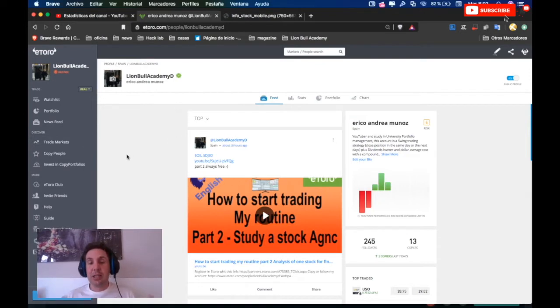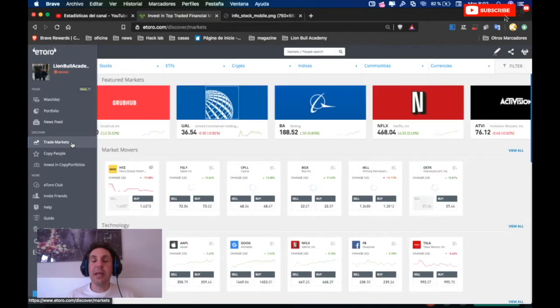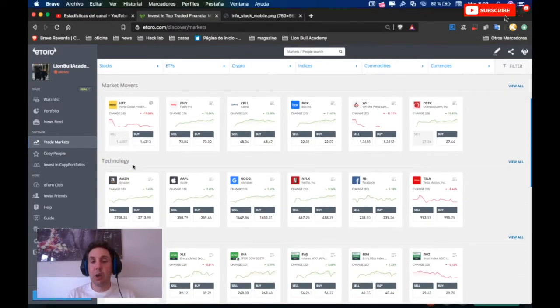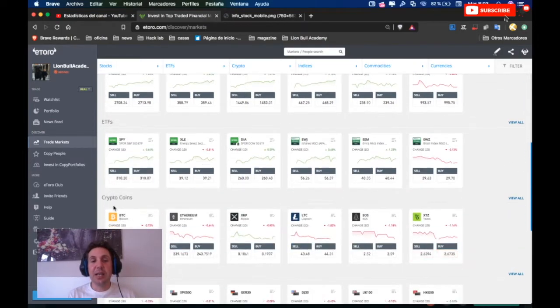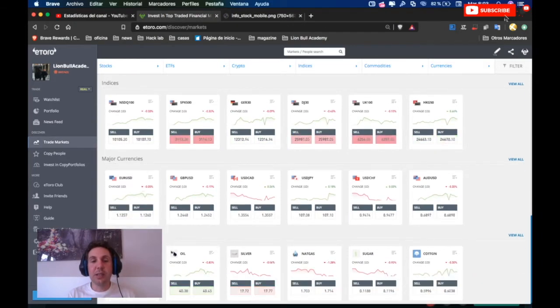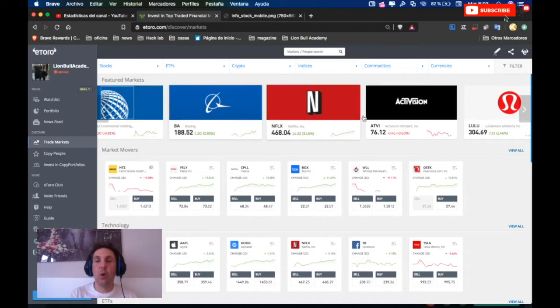To search all the different kinds of markets we can buy or sell inside of the platform eToro, we need to go here in the Discover zone, where it says Trade Markets. Here we have all the available markets and instruments for trade inside of eToro. We have market movers, we have technology, that is stocks, ETFs, cryptos, indices, major currencies, commodities. We have really plenty of instruments to trade with and grow our account.